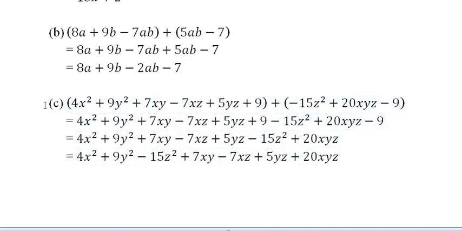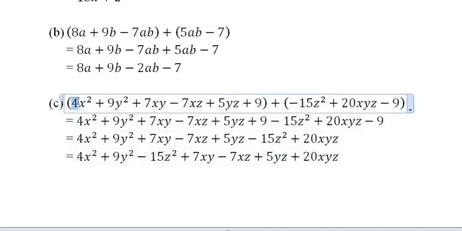Similarly we solve question number 4c also. The first expression given out here is 4x square plus 9y square plus 7xy minus xz plus 5yz plus 9. Such a big expression, isn't it? So you can see in the first expression only, there are no like terms. Can you see any like term out here? No, there are no like terms.